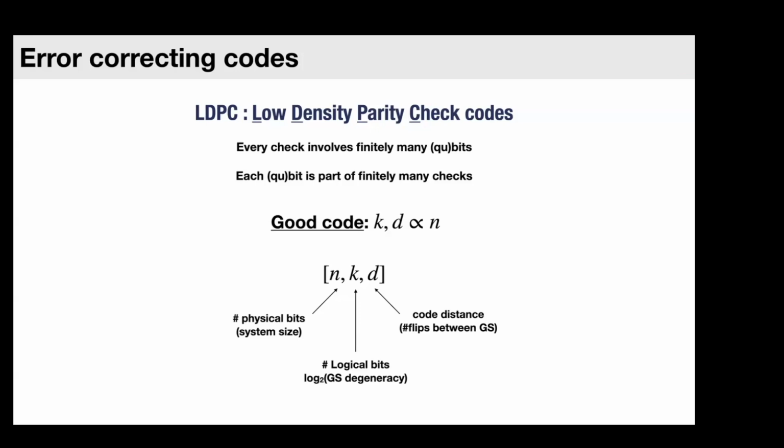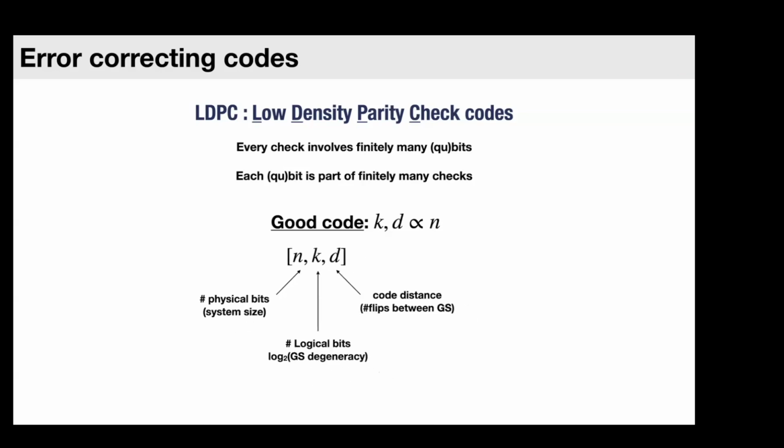These good codes are ones in which both K, which is setting the code rate, how many logical bits you have, and D, which is the code distance, which is telling you how different your code words look, which means how robust they are, both of these will be proportional to N in a good code. Okay, and again, in going between Hamiltonians and codes, N is the physical number of bits of the system size, K is log of the ground state degeneracy or the number of logical bits, and code distance is the number of flips between different ground states.